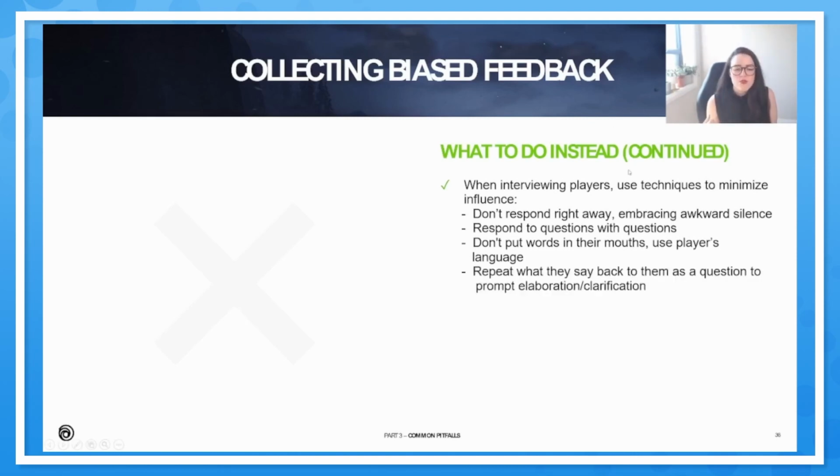Okay, so you can also repeat what they say back to them in the format of a question by going up at the end, and that will also prompt an elaboration or a clarification without you influencing them. So, for example, they might grumble and go, "Ugh, that was difficult," and you could simply go, "Difficult?" And that's usually enough to have them start to explain why they said that.